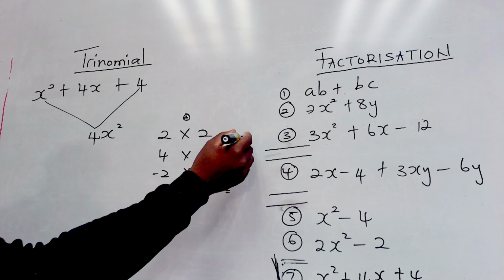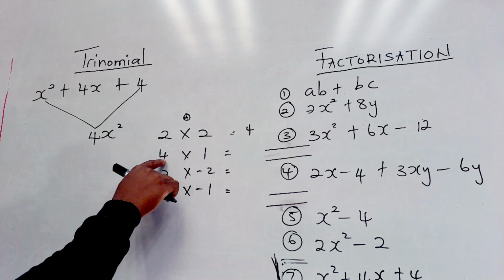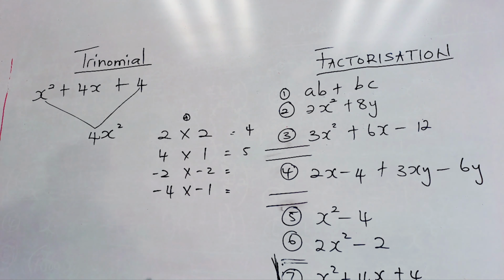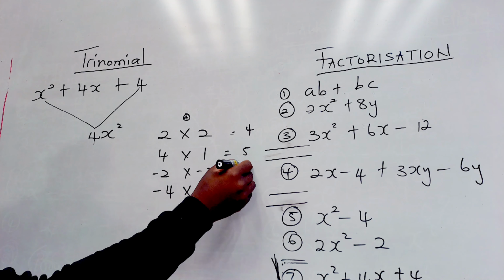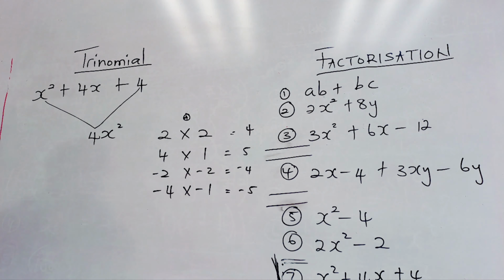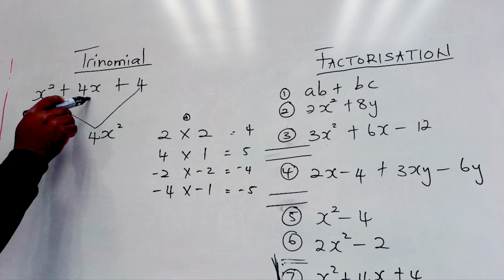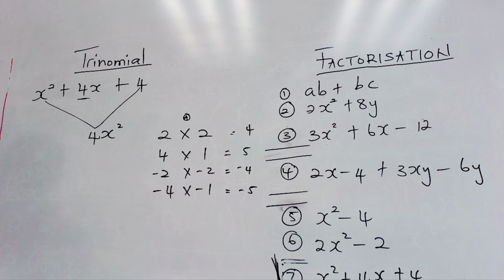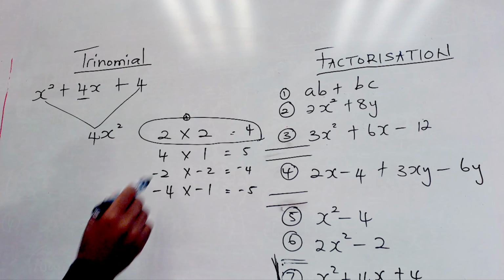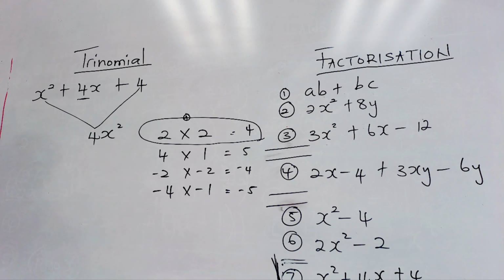2 plus 2, we get 4. 4 plus 1, we get 5. Minus 2 plus minus 2, we get minus 4. Minus 4 plus minus 1, we get minus 5. But we need the factors that will give us the middle term positive 4, which means these are the correct factors of this trinomial.